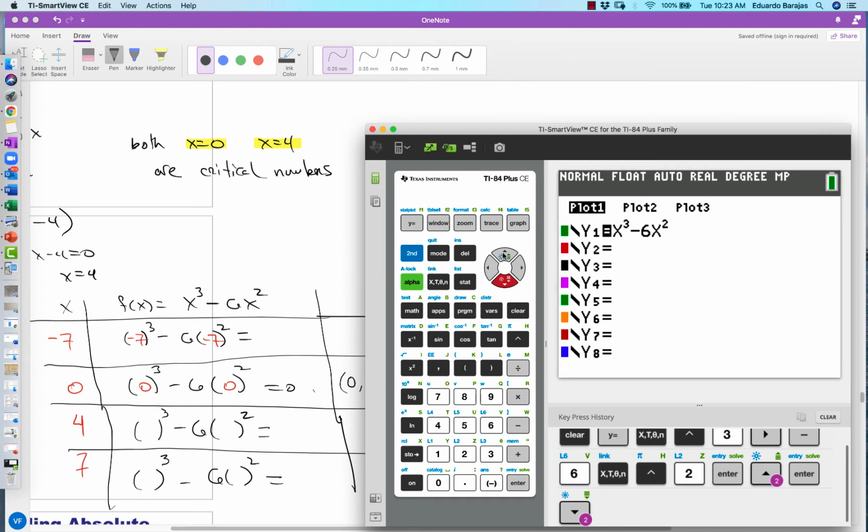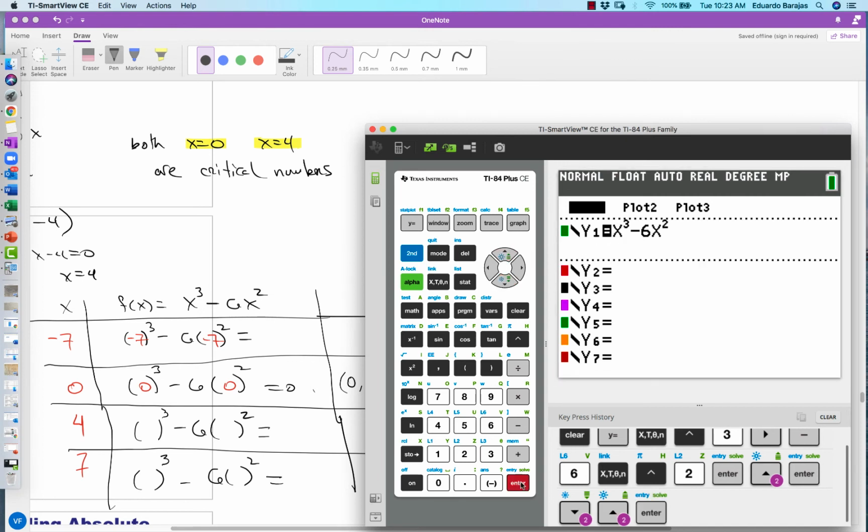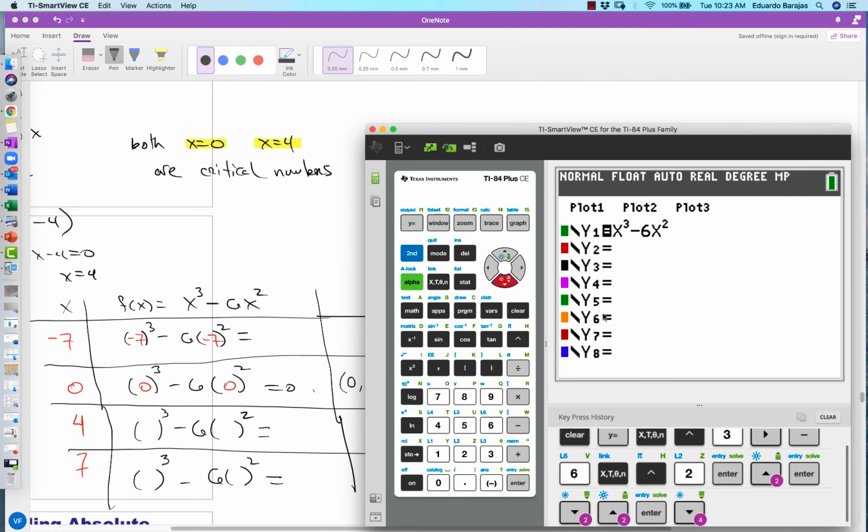We don't want that. So make sure you come up here and hit enter and walk away from it. There we go. Make sure nothing else is also here. You can either clear, delete any other equation to get rid of them, or see how this equal sign is darker. That means that this is the equation that's active.